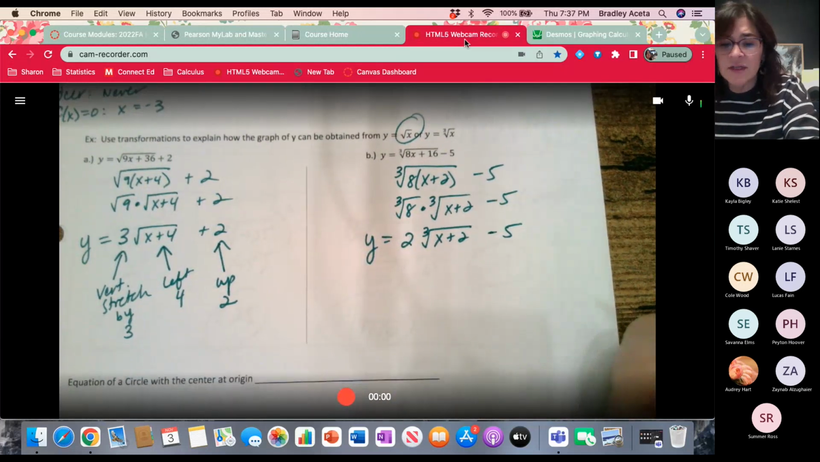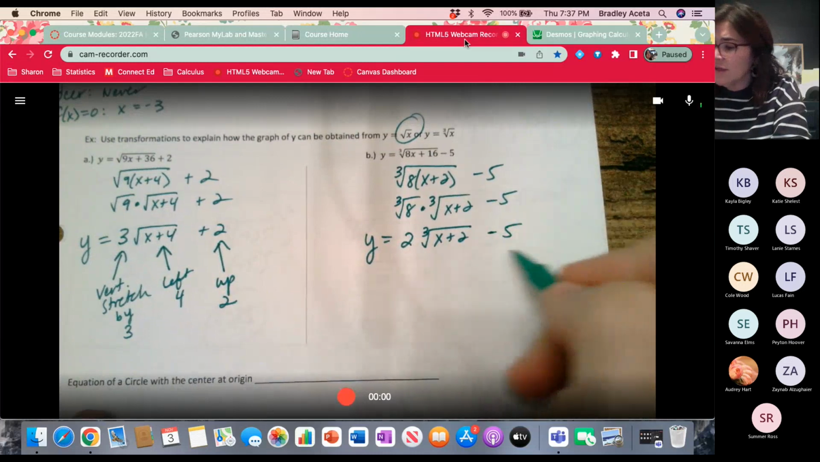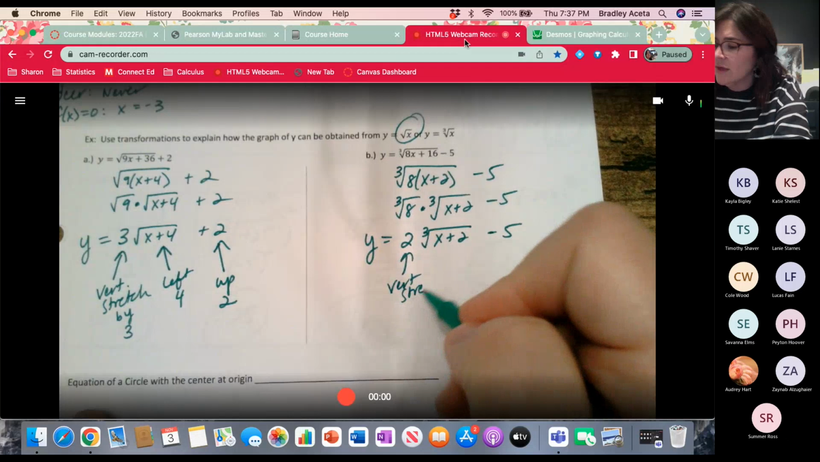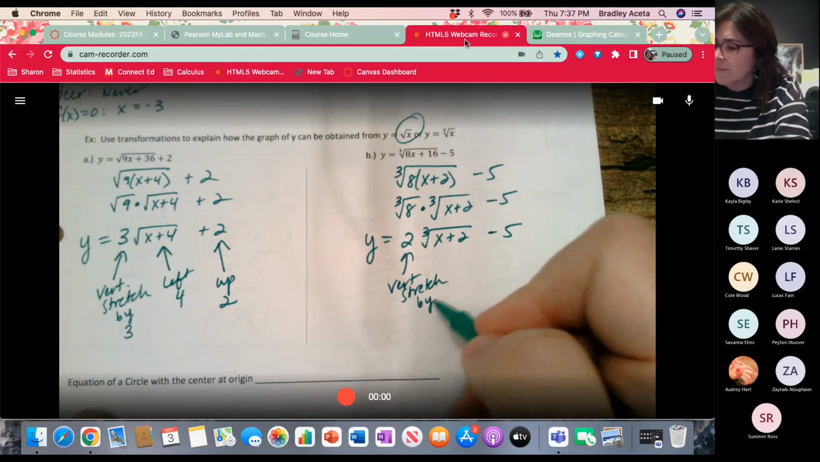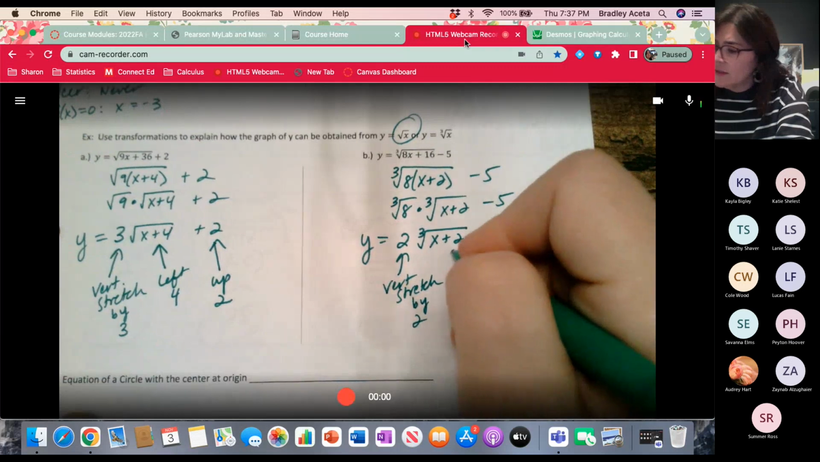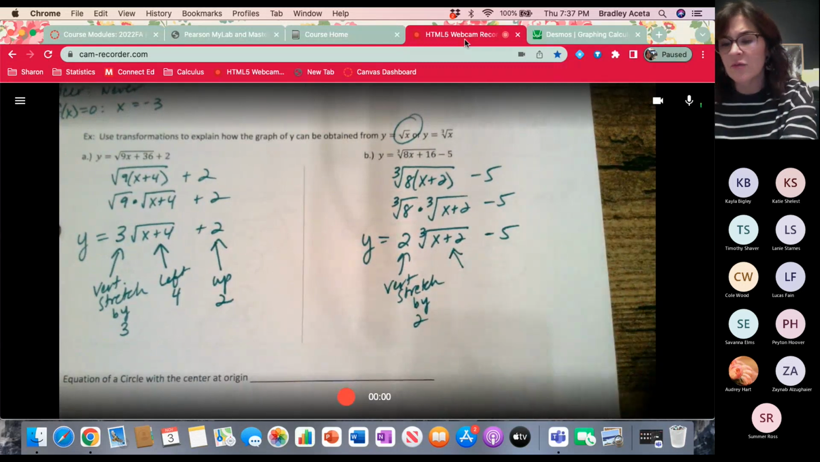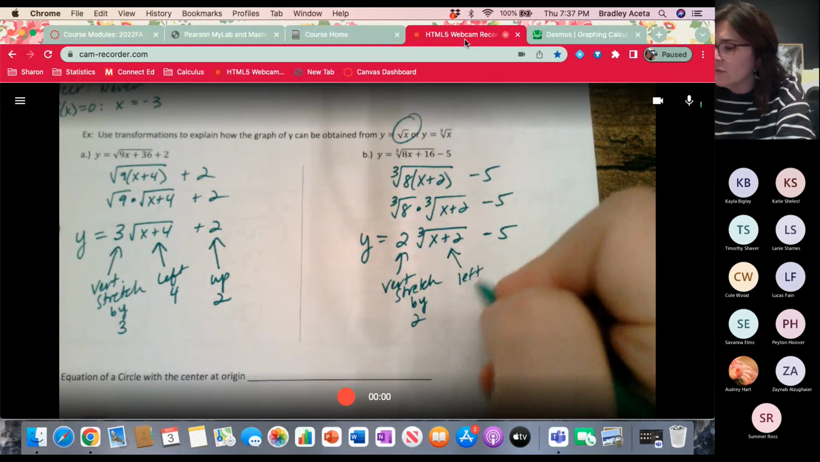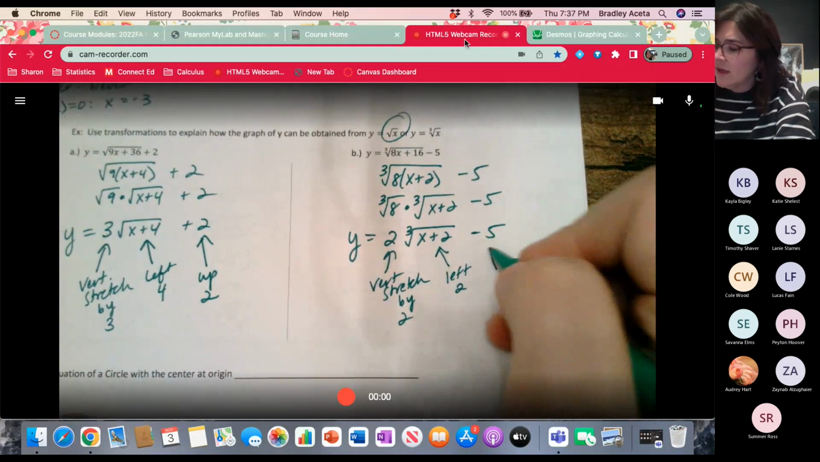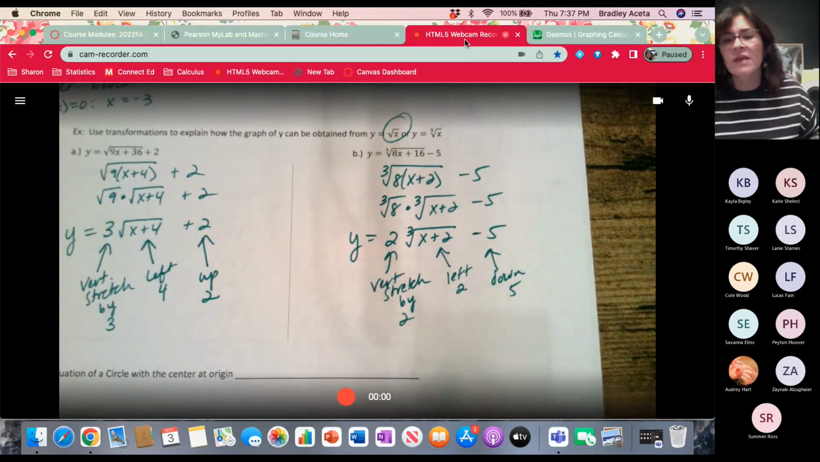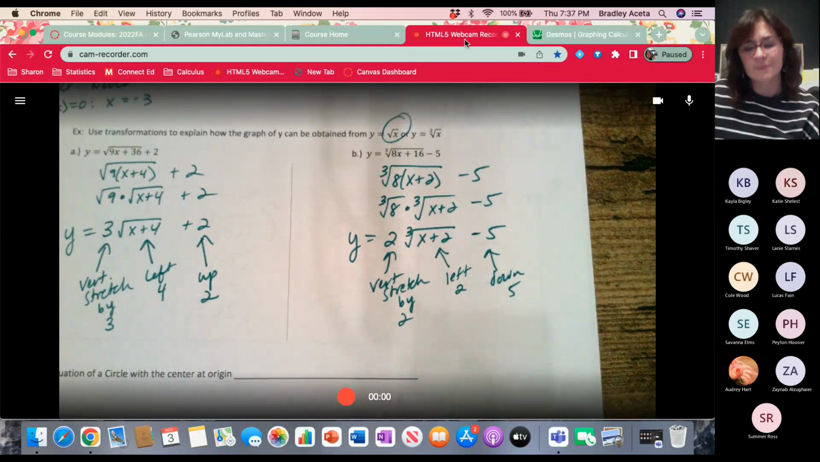And now I'm just going to, again, explain what each one of these represent. This is the vertical stretch. Any number on the outside is your vertical stretch. On the inside, it's left and right, depending on what they give you. So this is left 2, minus 5, down 5. And that's literally what you'll have to click on Pearson.